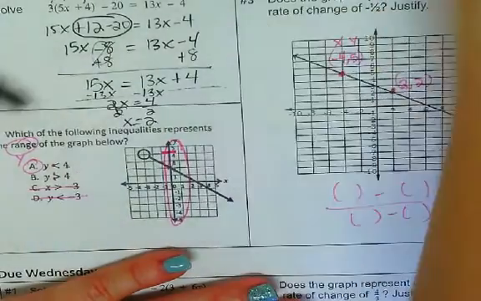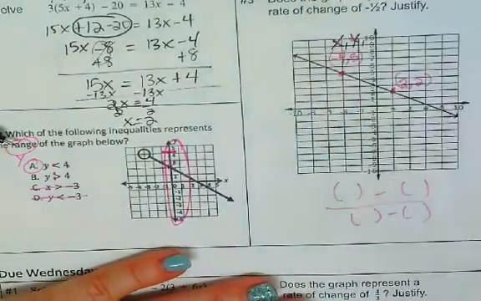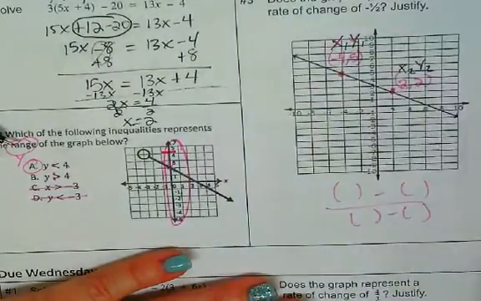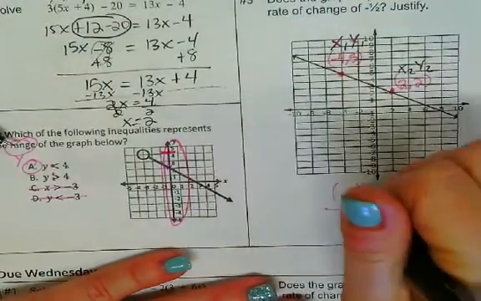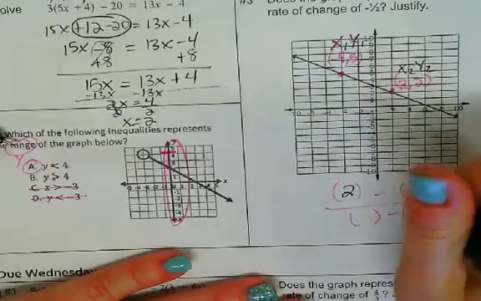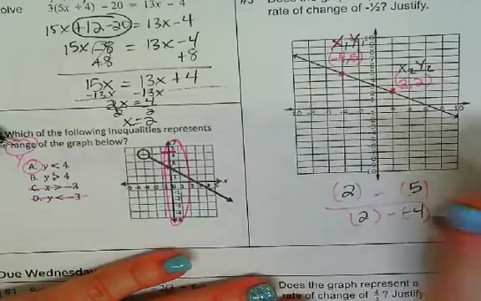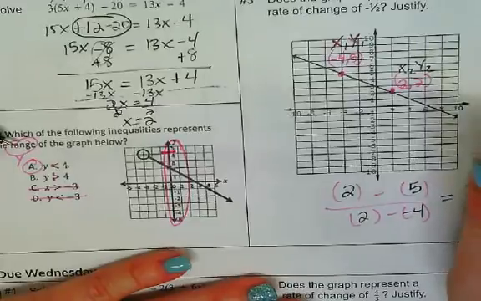So when I label, I typically go x1, y1, x2, y2. It just helps me not make an error with labeling. So then my y's go up here, my x's go down here, and then I can solve.